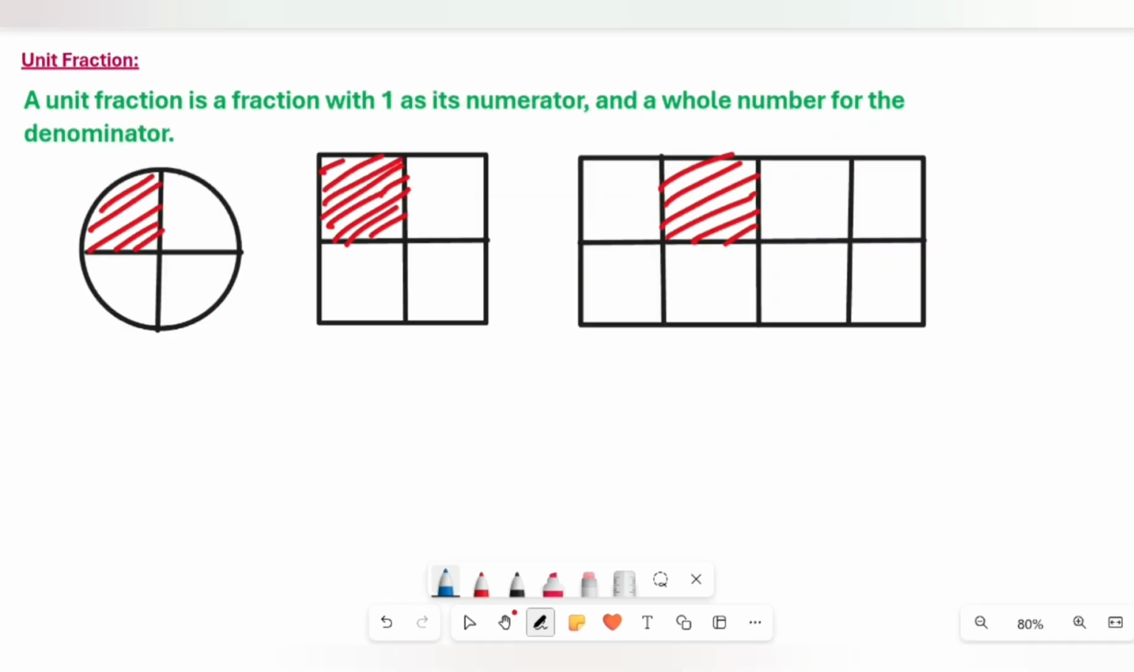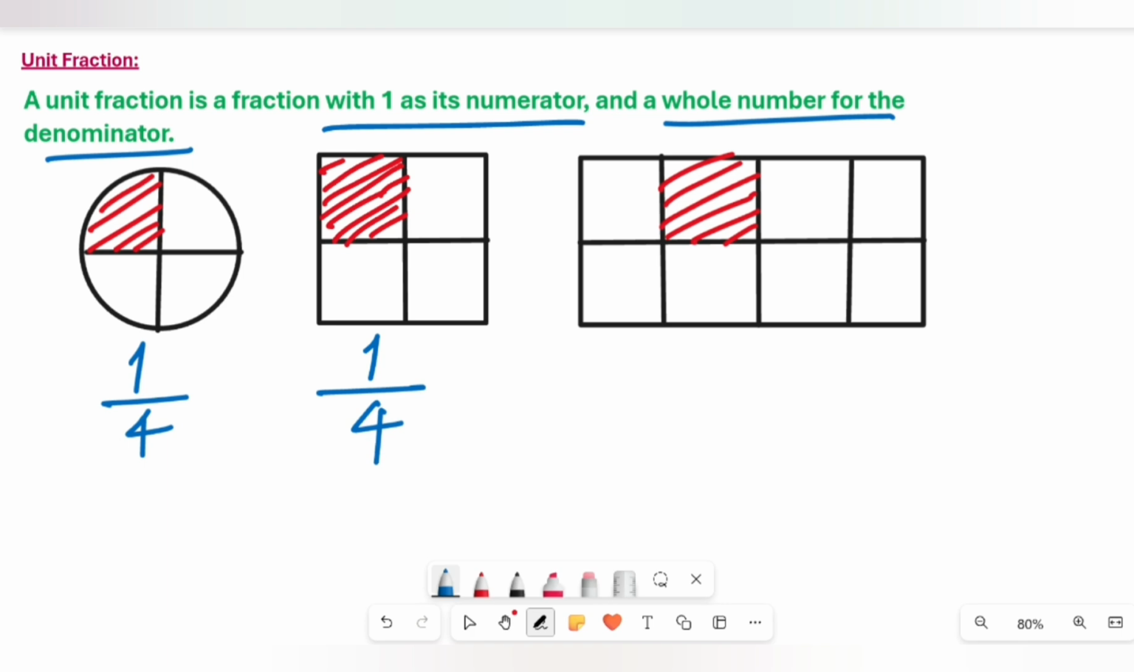A unit fraction is a fraction with 1 as the numerator and a whole number as the denominator. Here in the circle, as you can see, 1 part is shaded out of 4, and in the square 1 part is shaded out of 4. In the rectangle, 1 part is shaded out of 8. In all the cases the numerator is 1, so this type of fraction is called a unit fraction. Let us move on to the next section.